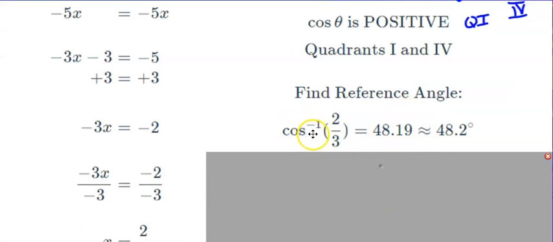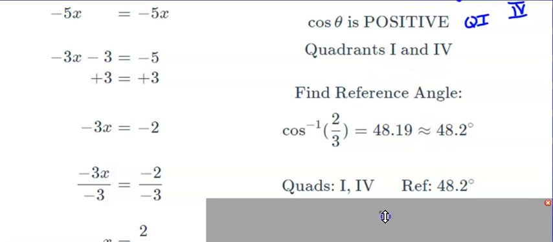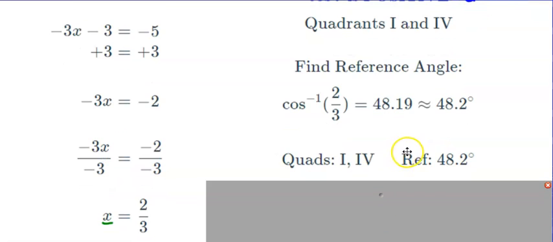So you do the inverse cosine function of 2/3, you get 48.19. We're going to round it to the tenths place, so it's going to round up to 48.2. Because we determined that cosine is positive in the first quadrant and the fourth quadrant, we're going to apply the reference angle formula that I showed you earlier.